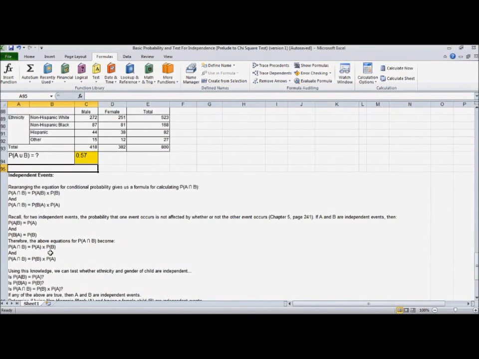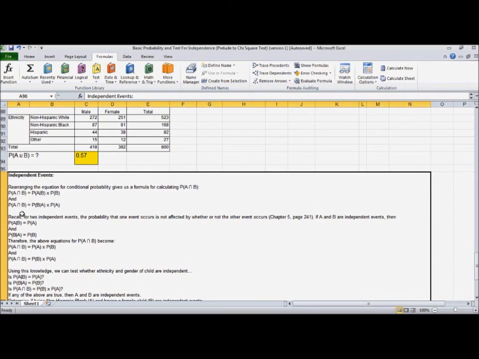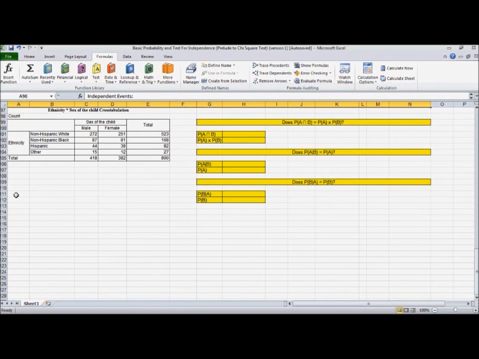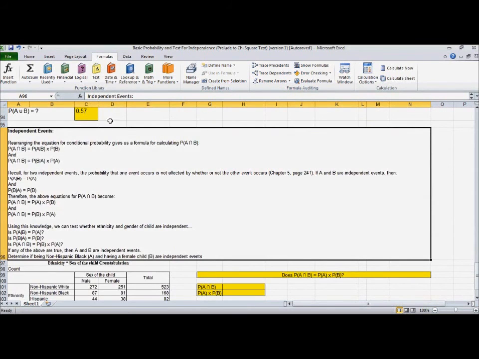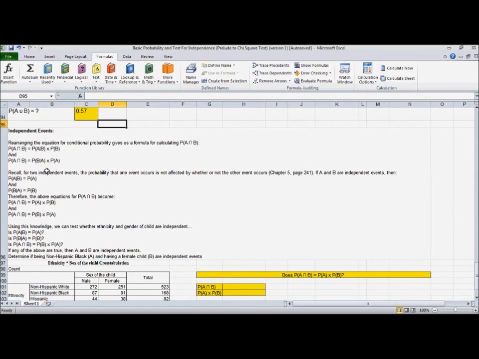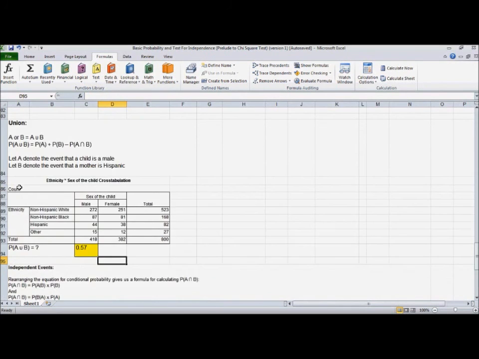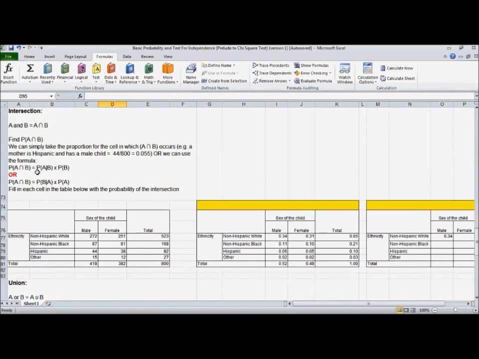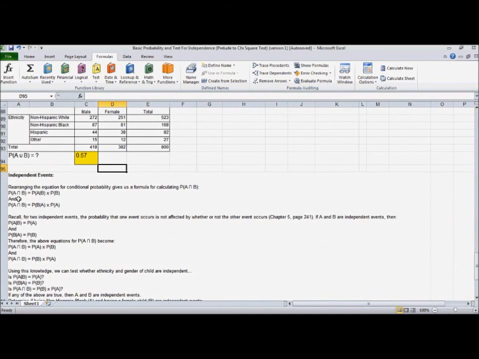And the last part of part 2 of the lab is going to determine whether or not ethnicity and sex are independent events. So now there are a few rules for independent events. Recall that when we were doing intersection, the probability of A and B equals the probability of A given B times the probability of B, or the probability of B given A times the probability of A. Those would equal one another. So we have those formulas rewritten here.